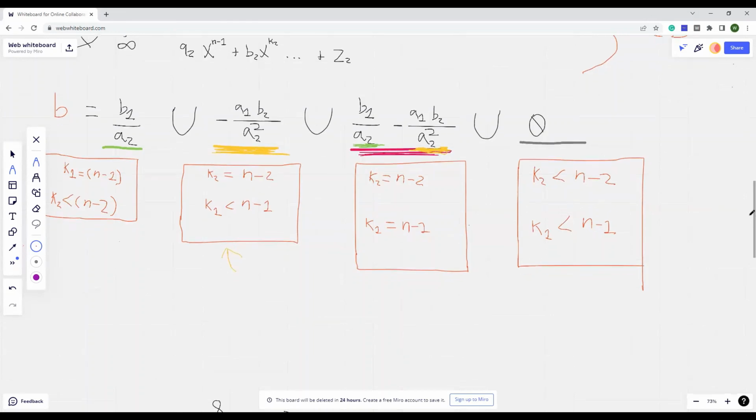Anyways, best of luck using this technique on the exam. Try and commit it to muscle memory, and it will help you out to solve for these oblique asymptotes.